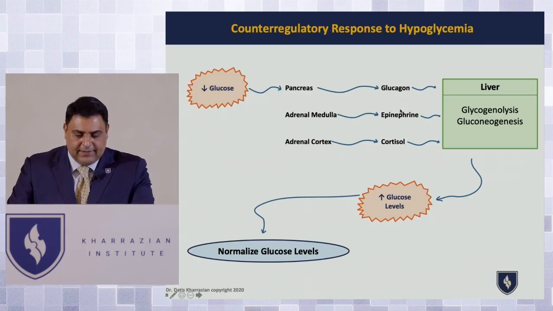Adrenal function can get taxed with people that have chronic hypoglycemia patterns. So right away, as soon as you see someone has functional hypoglycemia patterns, you're looking at some of these counter-regulatory pathways that are not working well, that would normally help them get their blood sugar levels back up to normal.